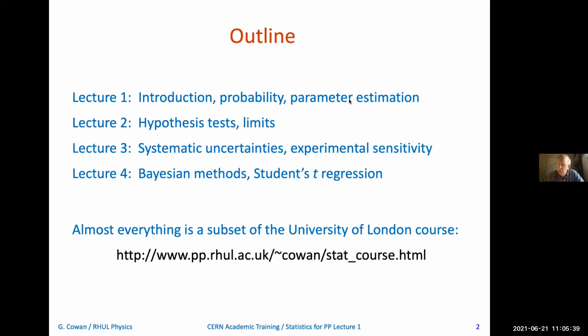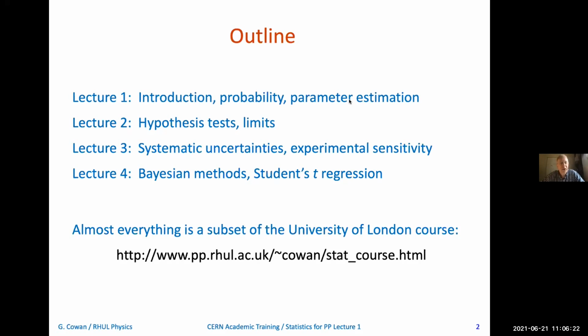So here's a brief outline of what I propose to cover. In this first lecture, we'll just introduce some of the basic framework, talk about probability and parameter estimation. That's the first important task of statistical data analysis. And then tomorrow, we'll extend that to hypothesis tests and show how that can be used to set limits on parameters. And in the third lecture, we'll go on further and extend this to include different types of uncertainties, not only statistical uncertainties, but systematic uncertainties. And I'll bring in some notion of what we call experimental sensitivity, which is very important when you're in the planning phase of an experiment.